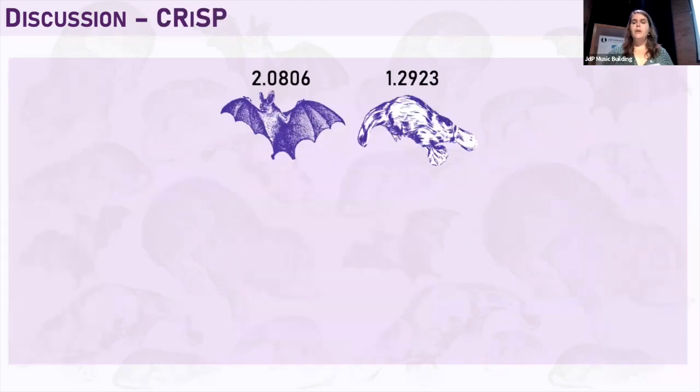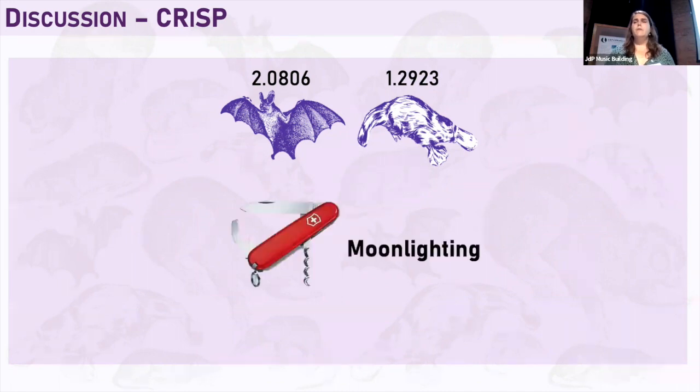CRISPs as well. So briefly in CRISPs, the overall total with vampire bat and platypus, you can see there was 1.2923. But as I said, when I just looked at the vampire bats, it was 2.086. Much higher. And the reason for that could be down to moonlighting, which is essentially when you have a gene that expresses a protein, and that protein has two different functions. Also the name if you have multiple jobs as well, which is great fun.